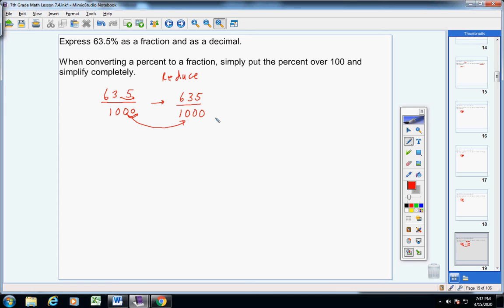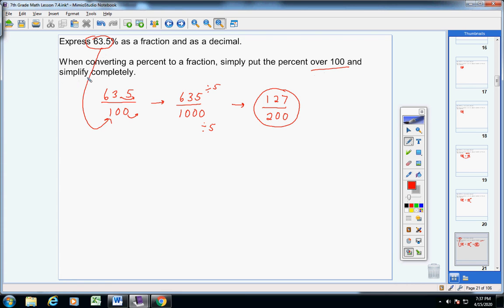Okay? So let's find the largest number that goes into both of these numbers. 5. Nothing else larger than 5 goes into these two numbers. So if I divide the top by 5 and the bottom by 5, I will get 127 over 200. Men, ladies, it's that easy. I picked up my percentage and I put it over 100, and then I simplified.